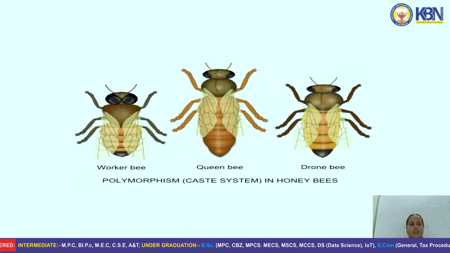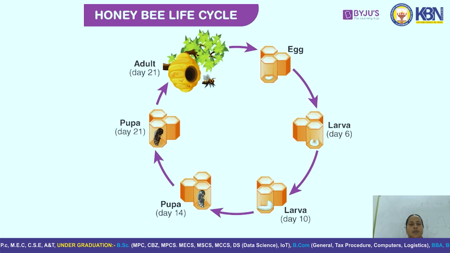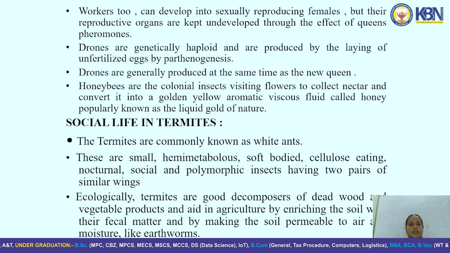This is worker bee, queen bee, drone bee. Honeybee life cycle picture. Here, workers too can develop into sexually reproducing females, but their reproductive organs are kept undeveloped through the effect of queen pheromones. Drones are genetically haploid and are produced by laying of unfertilized eggs by parthenogenesis. Drones are generally produced at the same time as new queens.